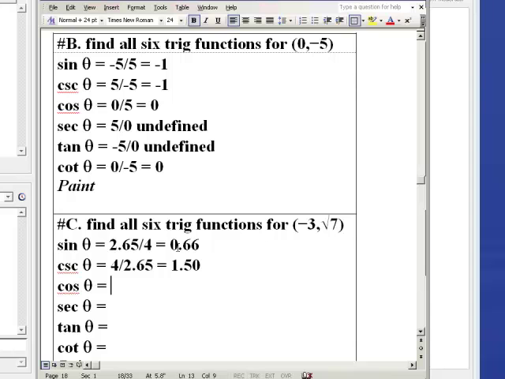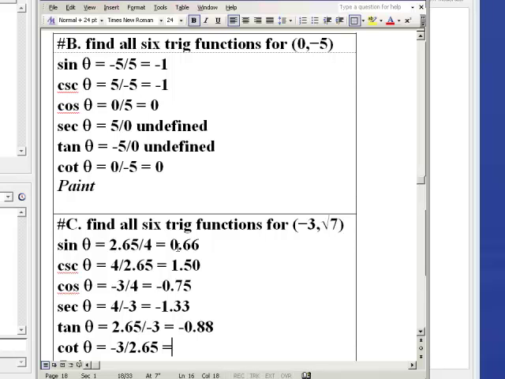For the second quadrant, for the cosine and secant, both of them will be negative. So here we have -3 divided by 4, -0.75, and here we have 4 divided by -3, which is -1.33. For the tangent, we have 2.65 divided by -3, which comes out to -0.88. And for the cotangent, we have -3 divided by 2.65, which is the reciprocal of that, which comes out to -1.13.